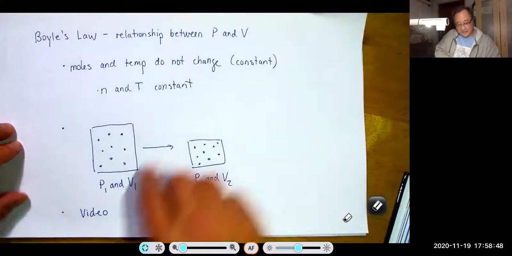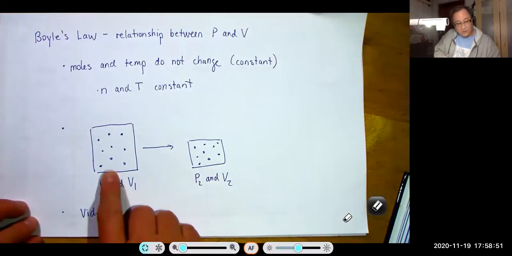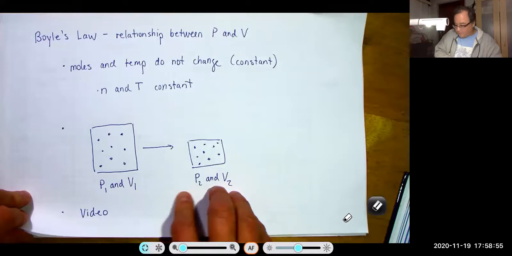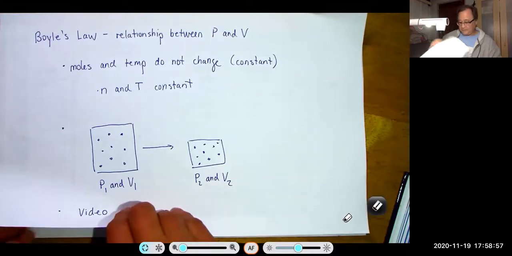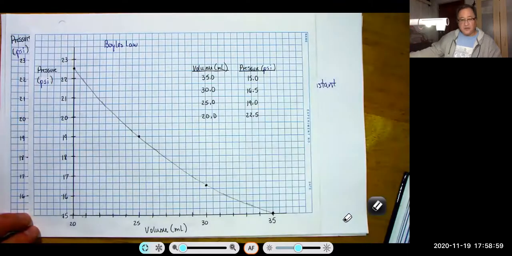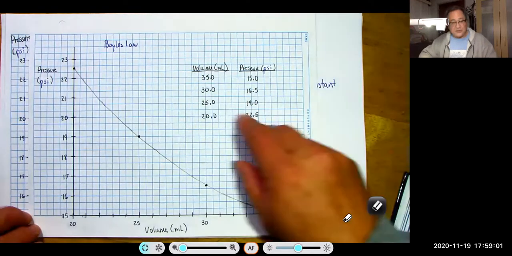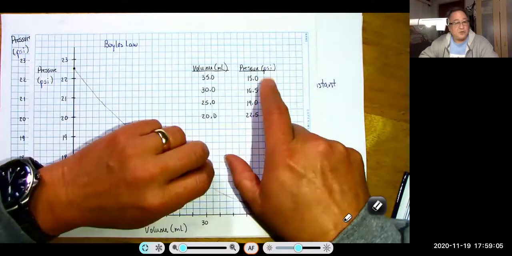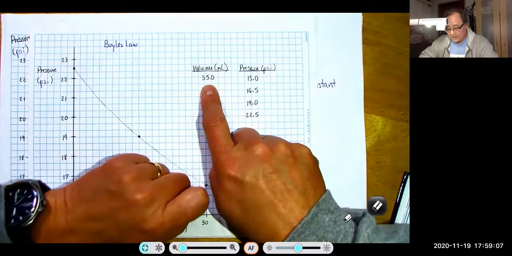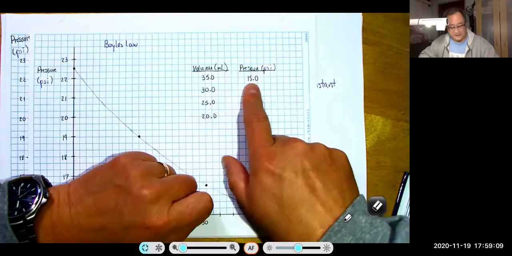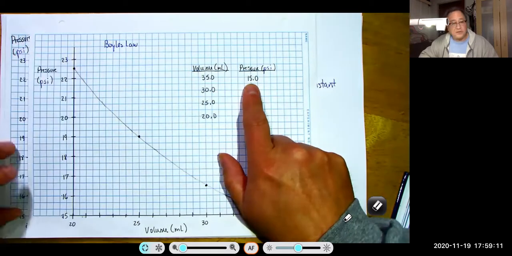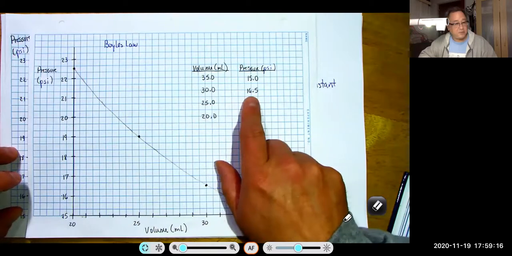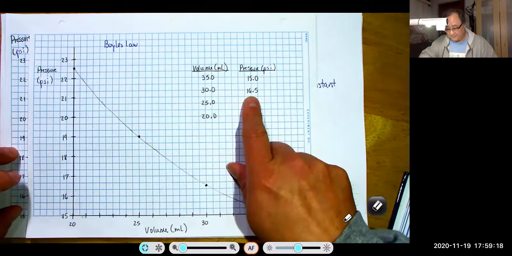And you have just seen that we have changed the volume, and we've seen that the pressure does indeed change from what we saw in the video. So these are the numbers that you can read from the video. The initial volume was 35 milliliters, and the pressure was 15.0 psi. When we decreased the volume to 30 milliliters, the pressure increased to 16.5 psi.